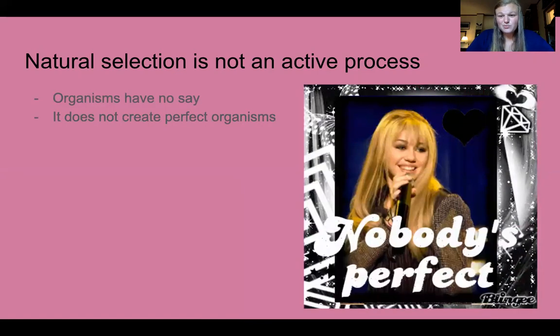It also doesn't create perfect organisms. It's working with the variation that exists in the population. And so it can't create a bigger beaked bird if a bird with bigger beaks does not already exist. And so Hannah Montana was absolutely right. Nobody's perfect.